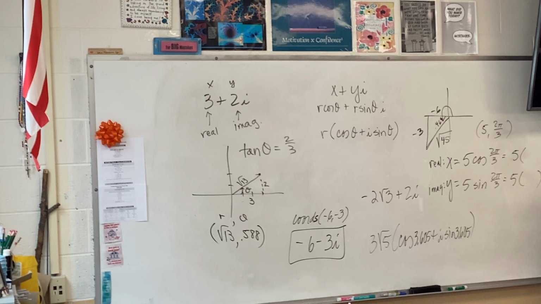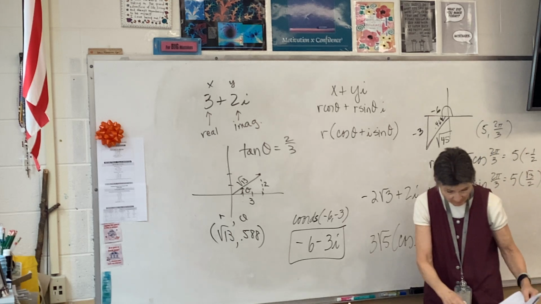Oh, we just did 2 pi over 3. Cosine is -1/2. Sine is root 3 over 2. So that's -5/2 is your real component, and 5 root 3 over 2 is your imaginary component.